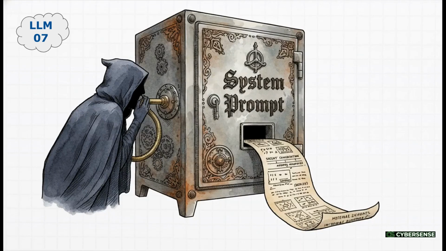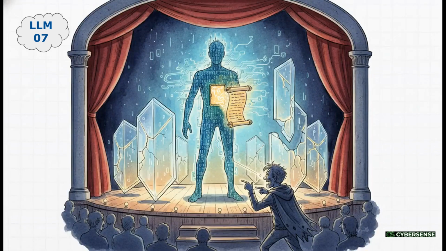Okay, let's talk about number 7, system prompt leakage. You know how every big LLM has its own personality, its own set of rules? Well, that's defined by a hidden set of instructions called a system prompt. It's the secret sauce. And this attack is all about tricking the model into telling you exactly what's in it. It's exactly like a magician revealing the secret to their best trick.